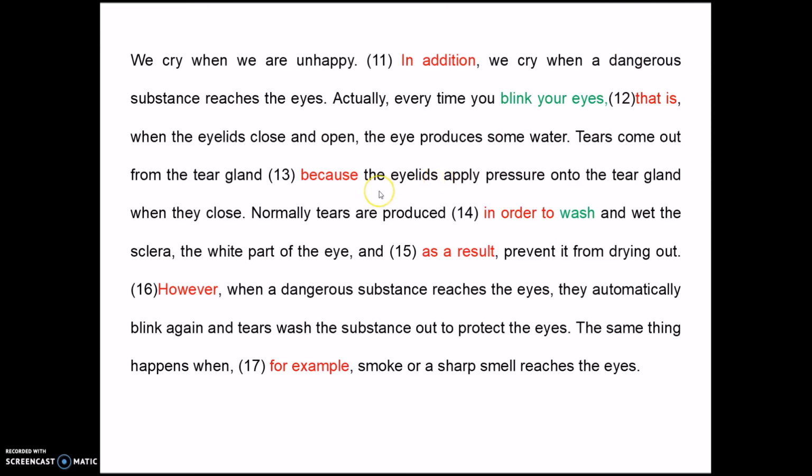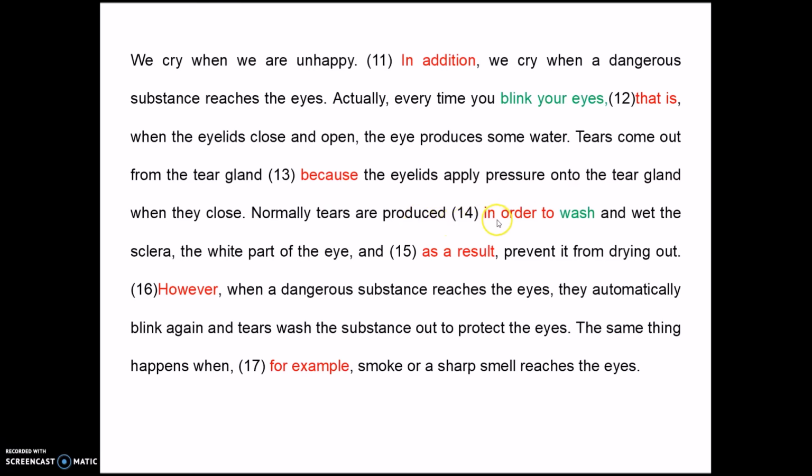And in 13, in the second part, we provide the reason why tears come out from the tear gland. So why do tears come out from the tear gland? Because the eyelids apply pressure onto the tear gland when they close.